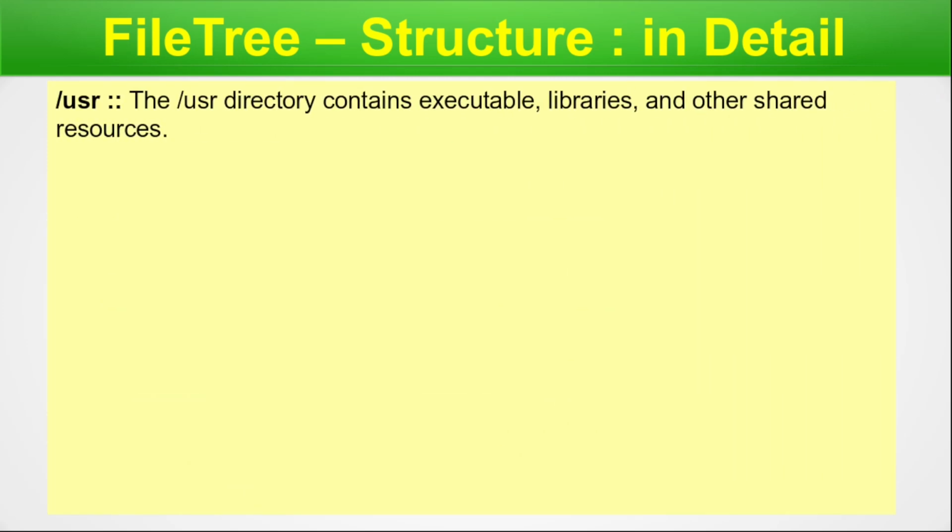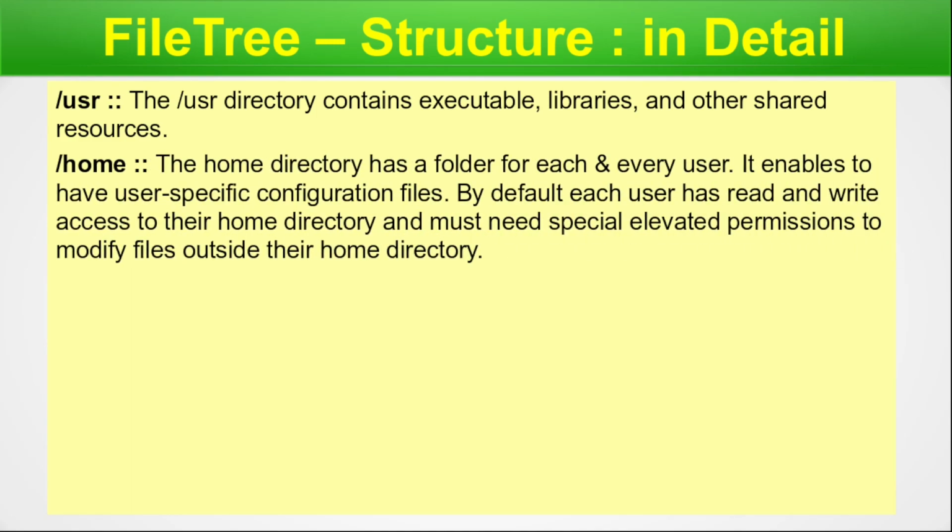The slash usr directory contains the executable binaries and other shared resources. The home directory has a folder for each and every user. So each user has a home directory for them. It enables user-specific configuration files. By default, each user has read and write access to their home directory and must need special elevated permissions to modify files outside their home directory.